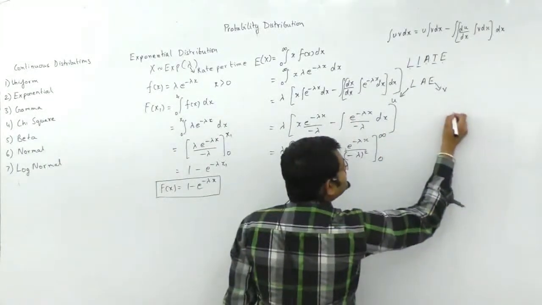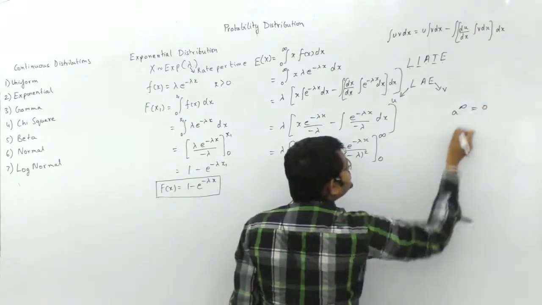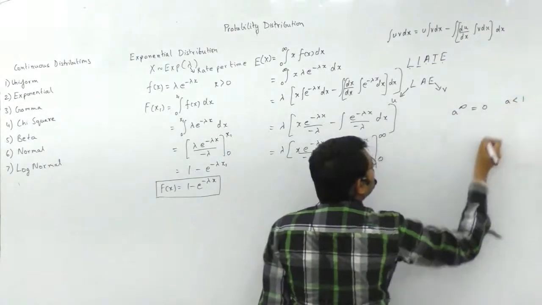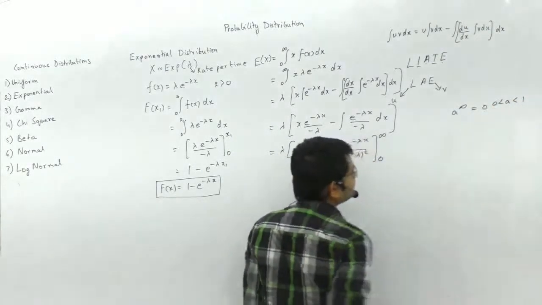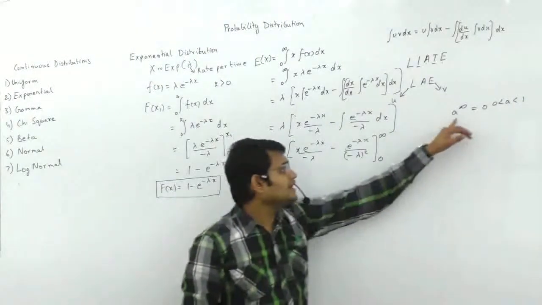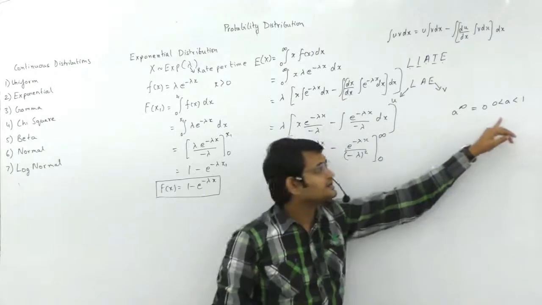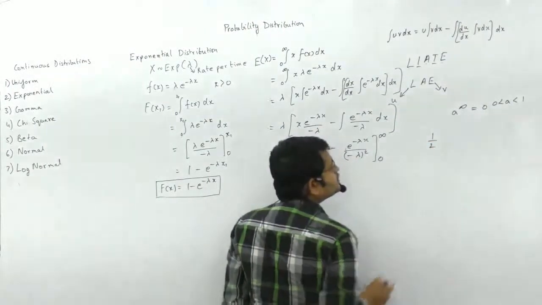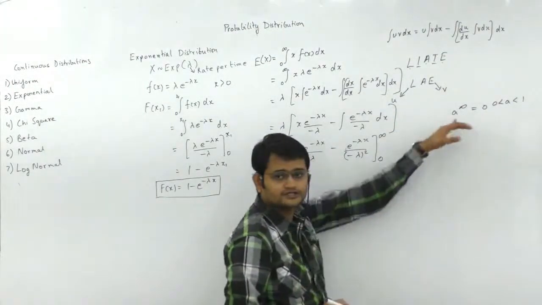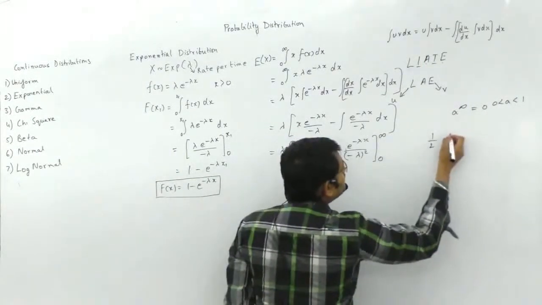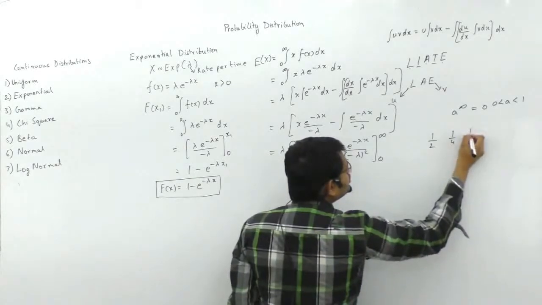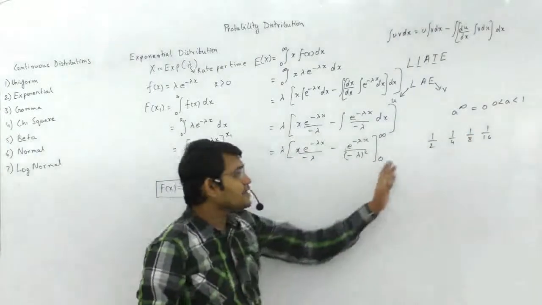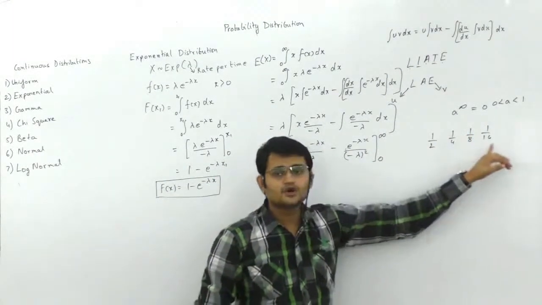Now, anything raised to infinity will be 0 if this particular a is less than 1, or let's say between 0 and 1. That means if a is a value between 0 and 1, then a raised to infinity becomes 0. Why? Simply, if I take a as 1 by 2, then a square is going to be 1 by 4, a cube is going to be 1 by 8, a raised to 4 is going to be 1 by 16, and so on. So as the power increases, the value becomes smaller and smaller.